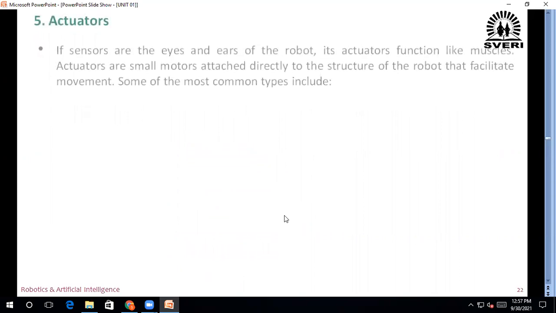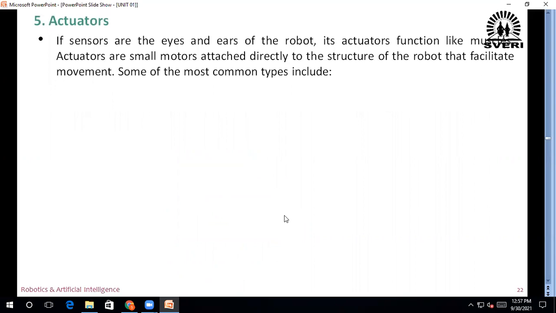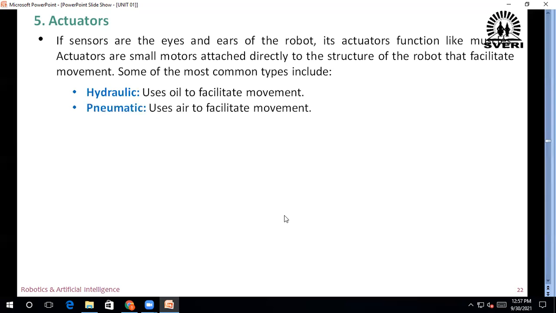Now actuators. Actuators means driver. If sensors are the eyes and ears of the robot, its actuators function like muscle. Actuators are small motors attached directly to the structure of the robot that facilitate movement. Some of the most common types include hydraulic, which uses oil to facilitate movement. Pneumatic, which uses air to facilitate movement. Electric, which uses electric current and magnets to facilitate movement.